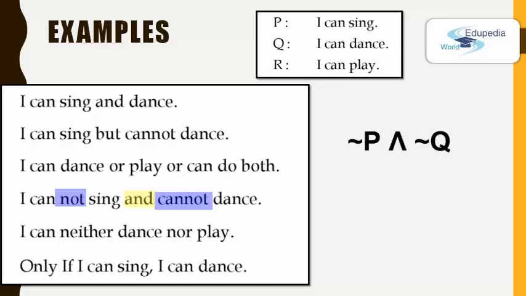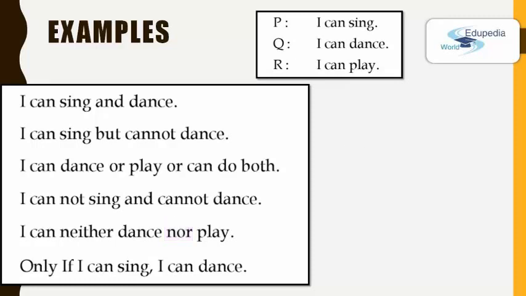Tilde P, turned V, and tilde Q. The fifth statement, I can neither dance nor play. Here it uses totally different word sets to combine the two primitive statements, I can dance and I can play. But if you look more carefully, you can see the words not or, in other words, no. So this is how we can represent it: Q, V, R, and the negation of the whole of this.